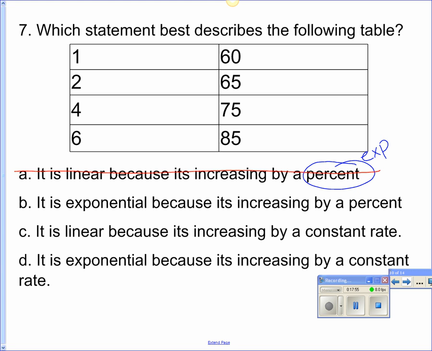Okay? B says it's exponential because it's increasing by a percent. So does percent go with exponential? Yeah, so that one might be it. Let's keep reading. C, it is linear because it's increasing by a constant rate. Does linear do constant rate? If something's linear, is it going to be constant? Yes. So C might be the answer too. D says it's exponential because it is a constant rate. Does exponential go with constant rate? No. So we know it's not A or D because those don't even fit the definitions.